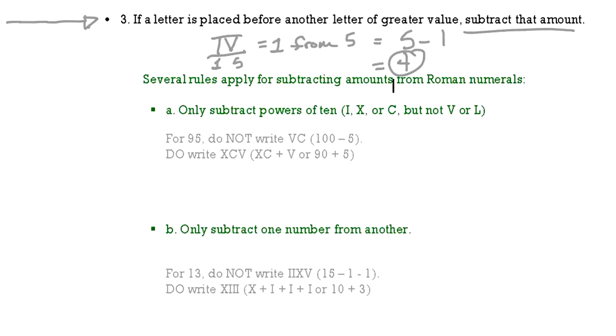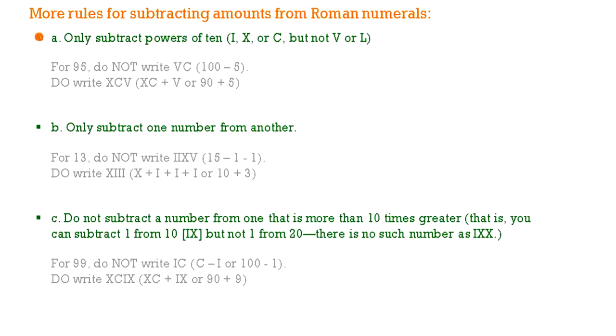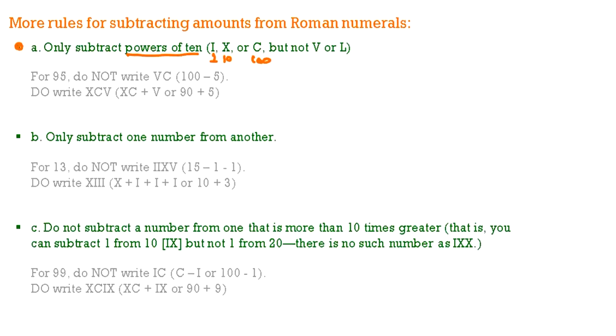Now, let's dig deeper into this rule, because there are a couple of other rules that will apply for subtracting amounts from Roman numerals. Here are those little extra rules. First of all, only subtract powers of 10. In other words, you can subtract the 1, the 10, or the 100. Not V or L. Or rather, I should say, not 5 or 50, V and L.